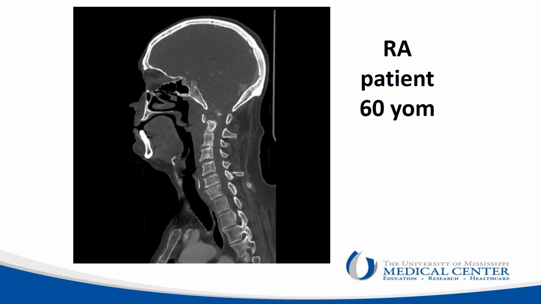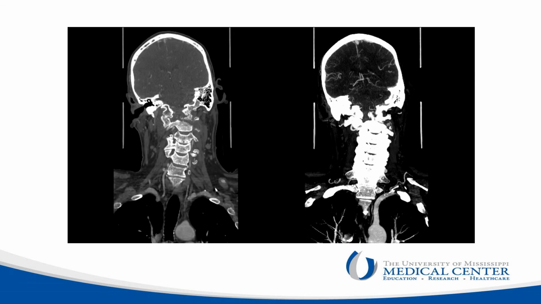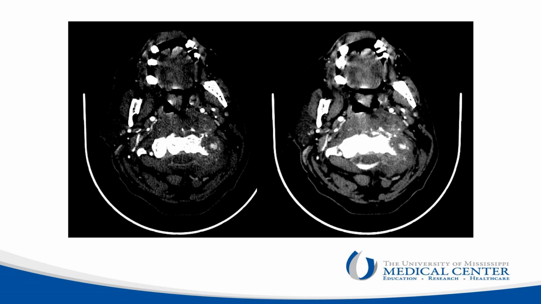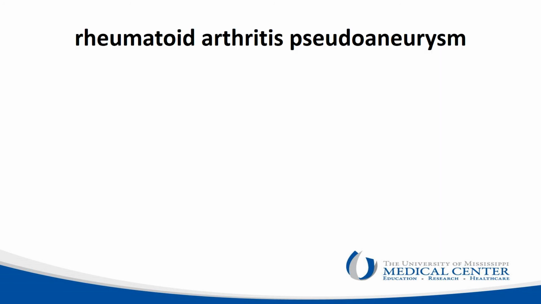The 60-year-old patient has rheumatoid arthritis. We can see that the dens is pretty much absent, that there is some subluxation, and we have some abnormal enhancement in the region of that left V3 segment. On the axial images, we can see abnormal enhancement within the soft tissue area in the region of the V3 segment of the vertebral artery. And that was a pseudoaneurysm related to the rheumatoid arthritis pannus.